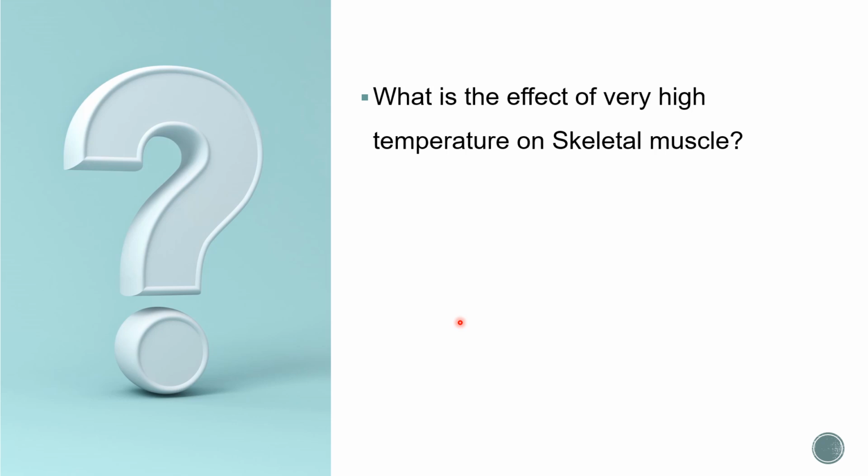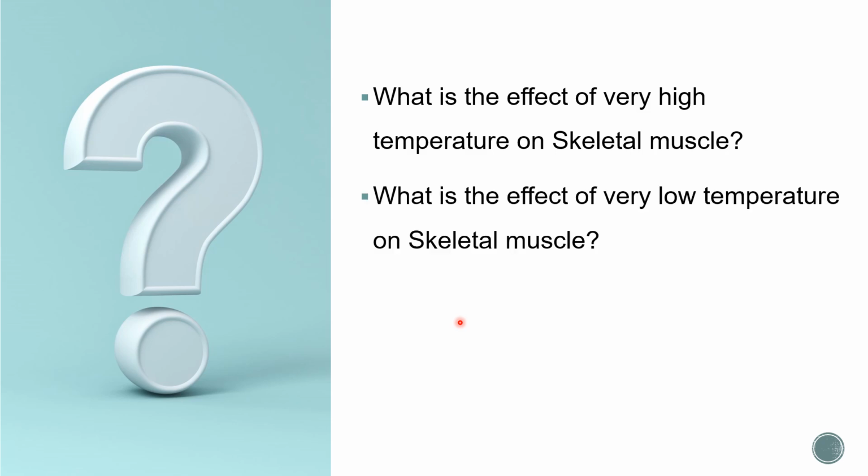Now there are a few questions which will be asked, very important with respect to viva and otherwise also. What is the effect of very high temperature on skeletal muscle? Very high temperature, meaning beyond 45 degrees Celsius, 50, 60 degrees Celsius, is going to denature the protein. Since actin and myosin filaments of skeletal muscles are protein in nature, they may get denatured and the muscle may be in a state of contraction. And this is what we call the heat rigor.